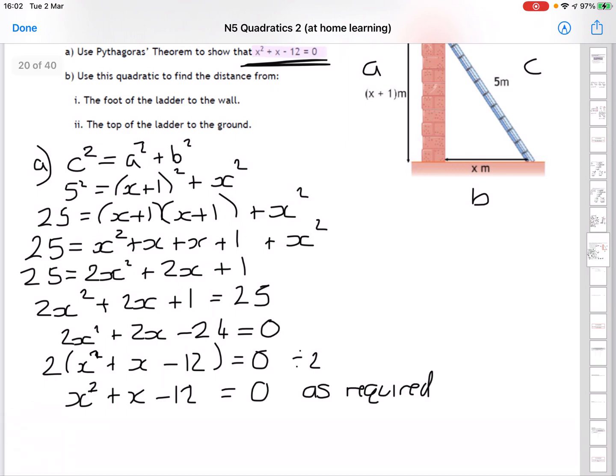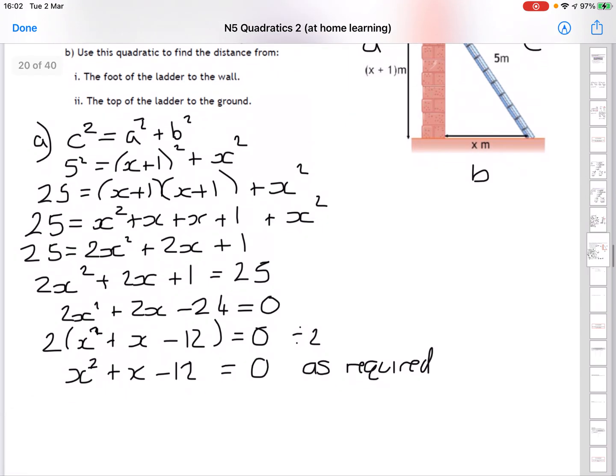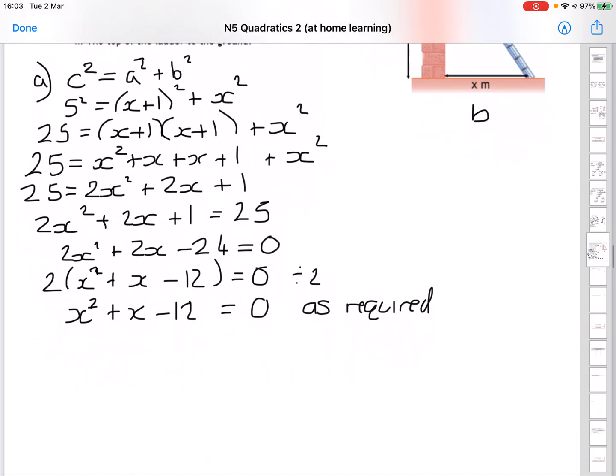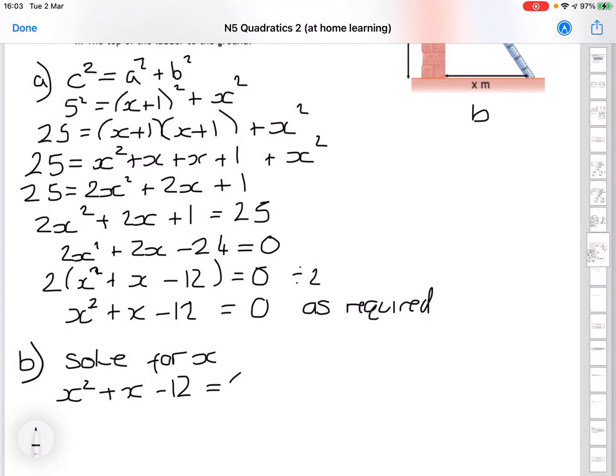For part B of this question, we are being asked to use this quadratic that we've just found to find the distance from the foot of the ladder to the wall and the top of the ladder to the ground. So we're basically being asked to find x so that we can find these two distances. For part B, we need to solve this quadratic to find our value for x. So we're being asked to solve x squared plus x minus 12 equals 0.